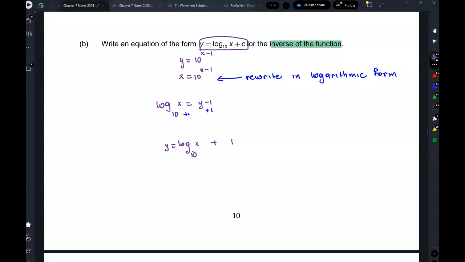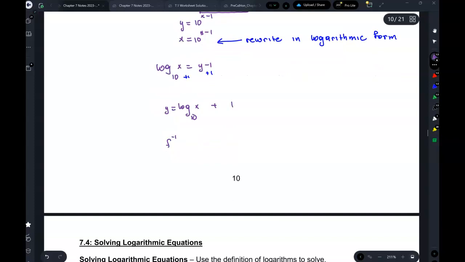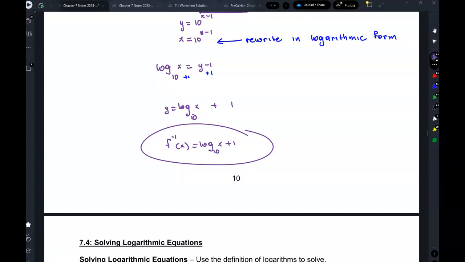And so now I need to write it as inverse form. So this is equal to log base 10 of x plus 1. How cool is that, right? Pat on the back for doing that, right? Come on, why aren't you guys as excited as you should be? Right? So exciting. We're building on what we learned last chapter. Yay.